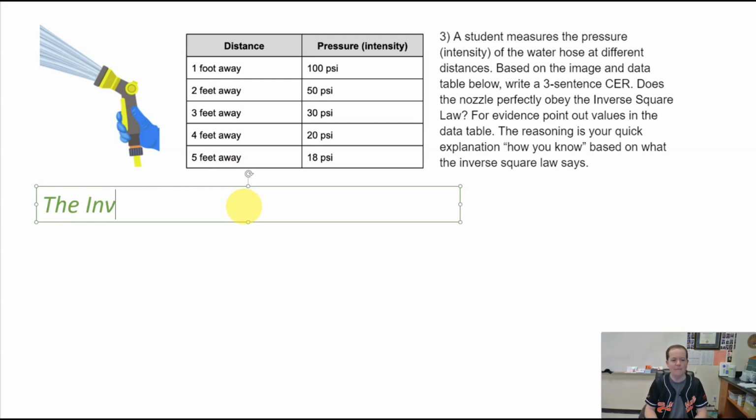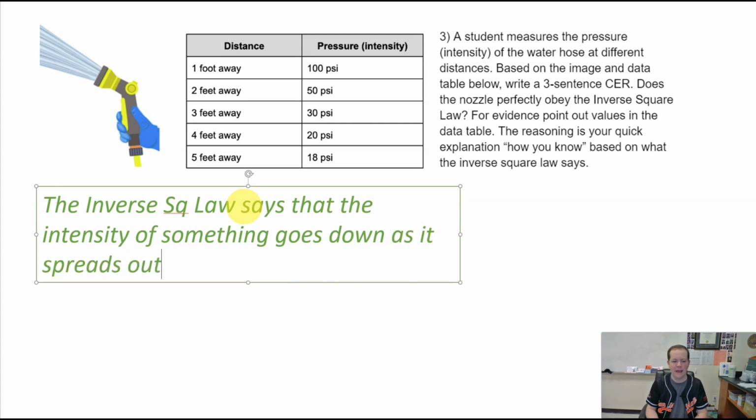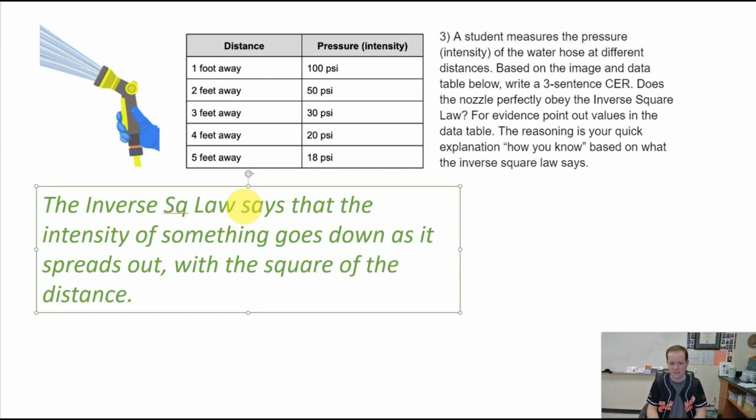Well, the inverse square law says that the intensity of something goes down as it spreads out with the square of the distance. You proved you know what the inverse square law says. To be honest, if you wrote that down, that's kind of a 3 level of understanding. Maybe a 2, maybe a 3. It might depend on the detail of the question. This one has a lot of possible details you can go into.